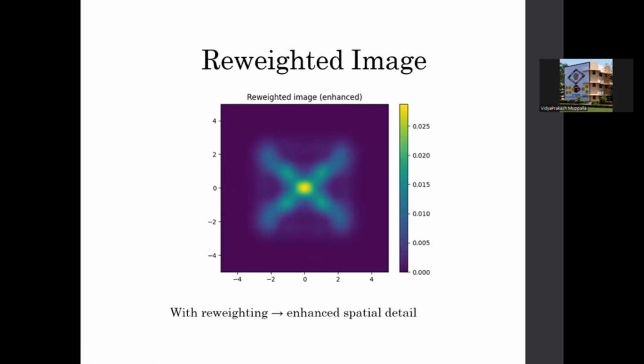This process is analogous to applying a high pass filter in classical imaging, but it operates at the level of quantum modes. It demonstrates that resolution is not only determined by the optics, but also by how information is distributed across modes.